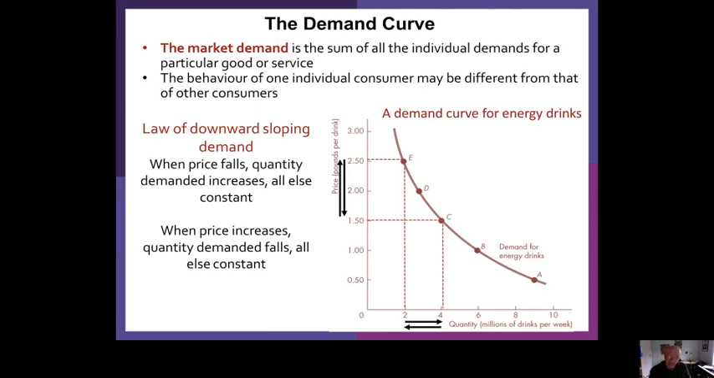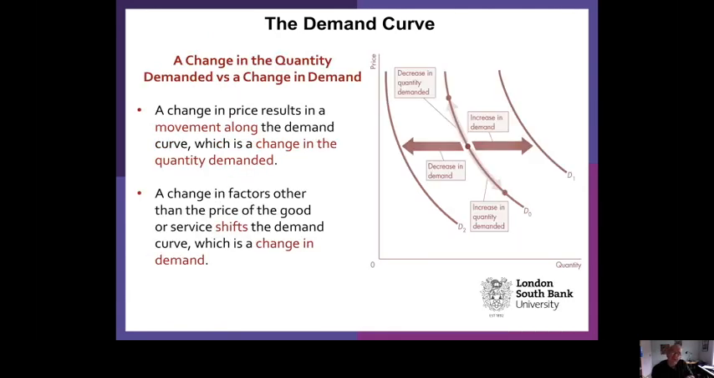The arrows are supposed to emphasize that point. So suppose you started off at E and the price is £2.50, the quantity demanded is 2. If the price falls to £1.50, we move to point C, and the quantity demanded has gone to 4, it's increased to 4. So it's trying to reinforce the idea that the demand curve is just another way of thinking about, or helps you think about, the law of demand. That's worth thinking about. I'm speaking quite quickly, but just pause me and think about it if you need to.